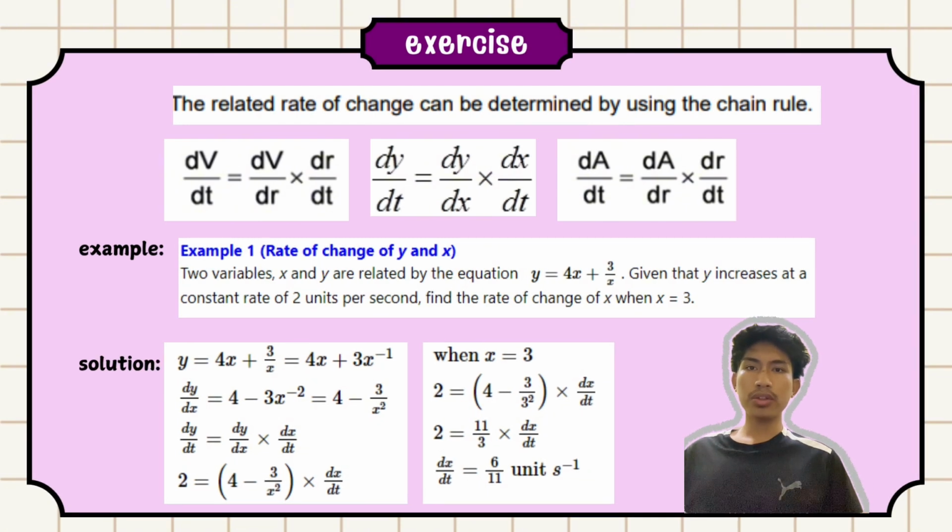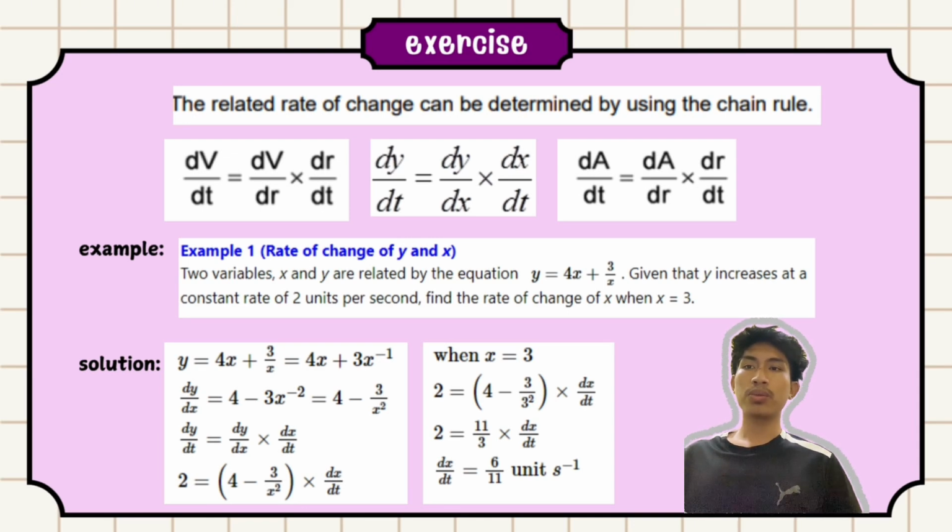Next, the related rates of change can be determined by using the chain rule. As we can see, the first example is dV over dt, which is the rate of change of volume. dV over dr is the differentiation of the equation. Same goes to dy over dx and dA over dr.